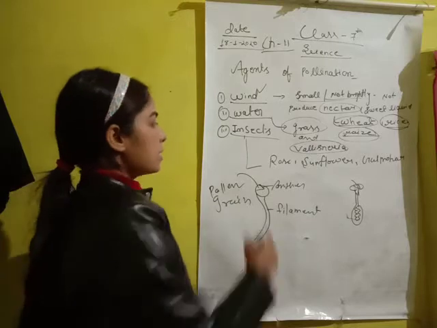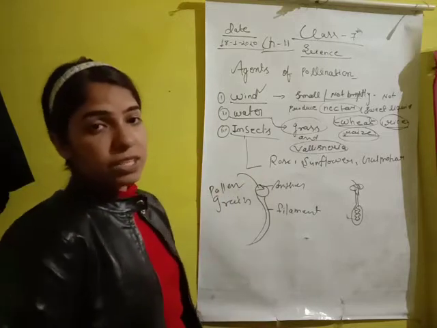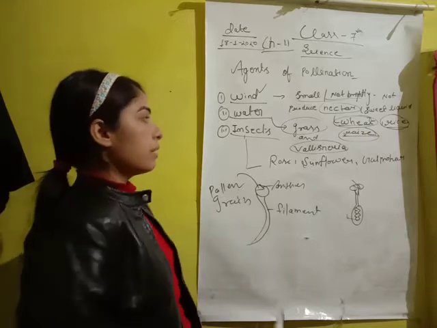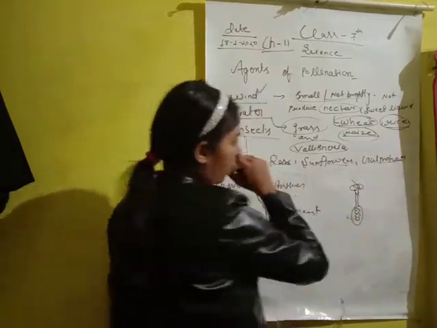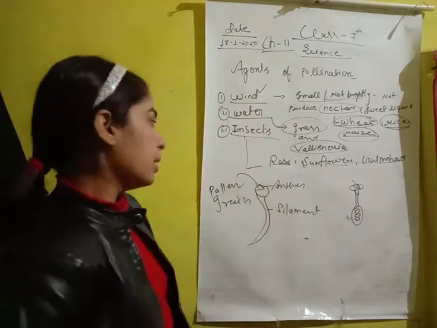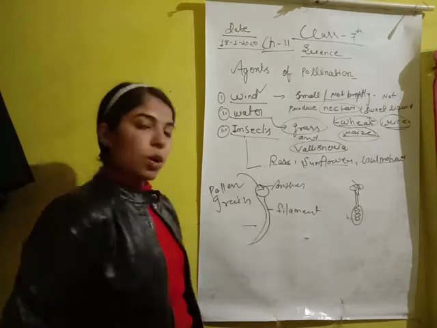Now you have to give examples of plants in which pollination takes place with the help of insects. Generally the rose, sunflower and gulmohar. So you have to give examples. Clear? So my today's topic is finished.